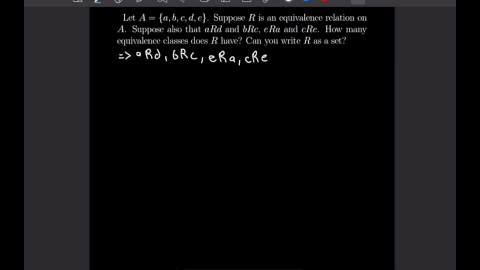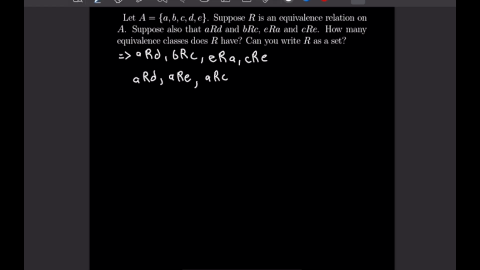In order to figure out how many equivalence classes R has, let's figure out how many things are related to each other by what we've been given here. I'll start by getting A related to as many things as we can. We already know that A is related to D, and we know that E is related to A, but because this is an equivalence relation, A is also related to E. But we have that C is related to E, so by transitivity we know that A must be related to C. I guess by symmetry and transitivity.